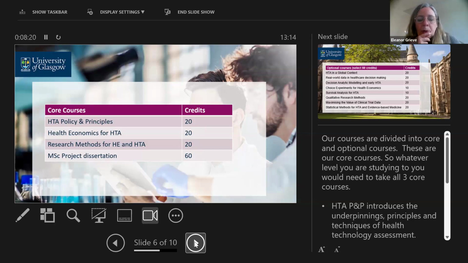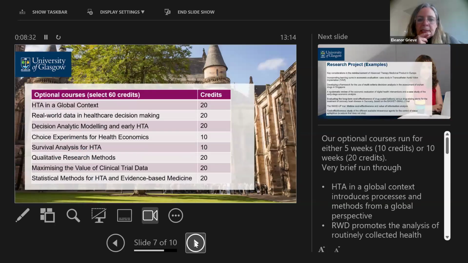So that is our 3 core courses, which everyone would have to do. And if you were only doing the 3 core courses, you would get a certificate after that. If you were to do the diploma and the master's, you would then take 3 optional courses, and they're a mix of 10-week courses and 5-week courses. So all the core courses are 10 weeks in length. The optional, we do have a mix of some that are 5-week and some that are 10-week courses, but you would have to take 60 credits.